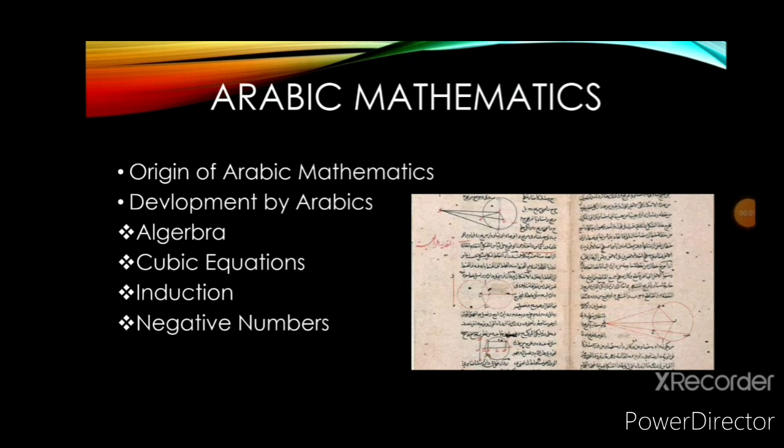Now, after Greek mathematical history, we have Arabic mathematical history. In this, we will talk about the origin of Arabic mathematics and the developments by the Arabs in the fields of algebra, cubic equations, induction, and negative numbers.